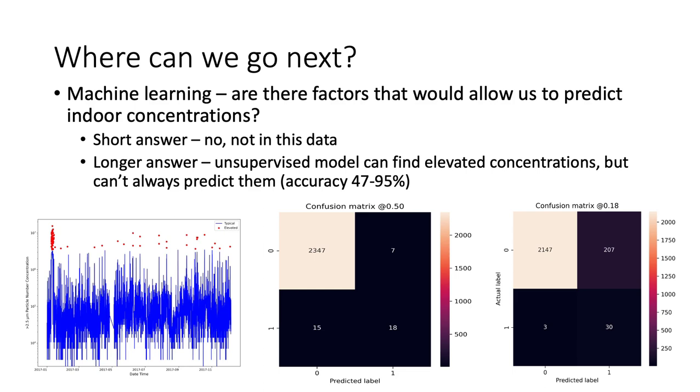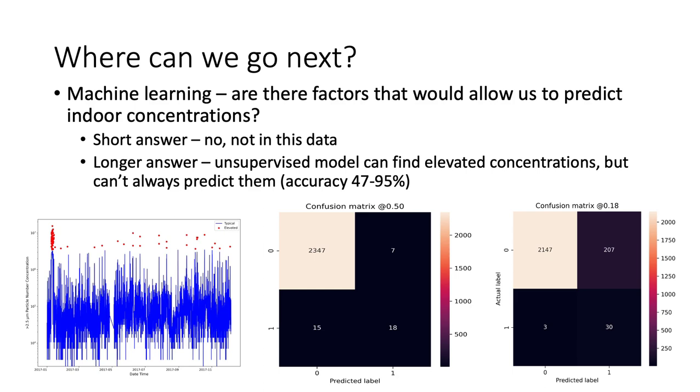Some of our homes had just a few points. I think this one was the one with the most, where you see some number close to 100 elevated hours over the course of the year. So what we did with that data is we said, can we predict those ahead of time based on the previous couple of hours of particle concentration? That's what the two confusion matrices show. These take a little bit of explanation.